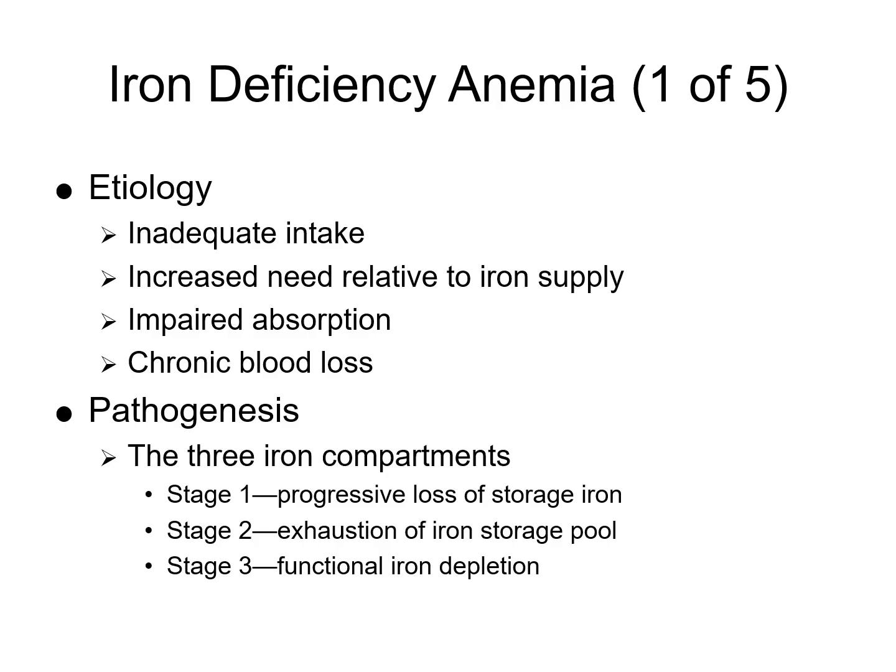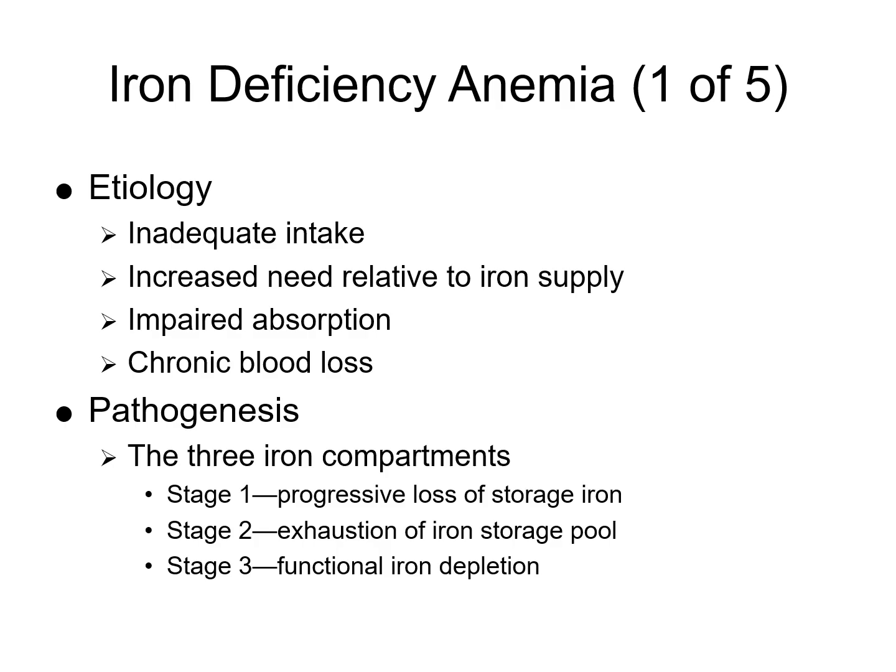So the stages of iron deficiency development: we have stage 1. This is the progressive loss of storage iron. So iron stores in the body decrease progressively, but hemoglobin synthesis and red blood cell production still remain normal. We move on to stage 2. This is exhaustion of the iron storage pool. So those iron stores are depleted, leading to reduced iron transport to the bone marrow. Erythropoiesis becomes iron limited, which causes mild anemia in this stage.